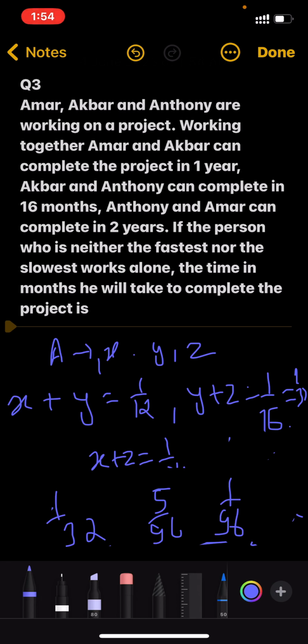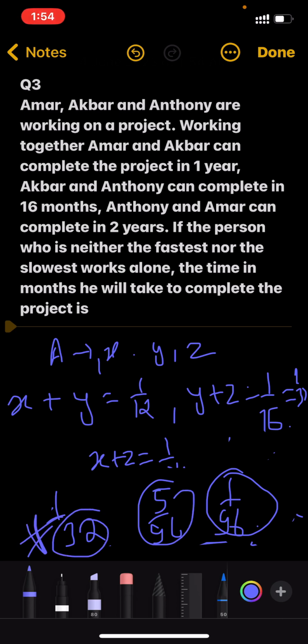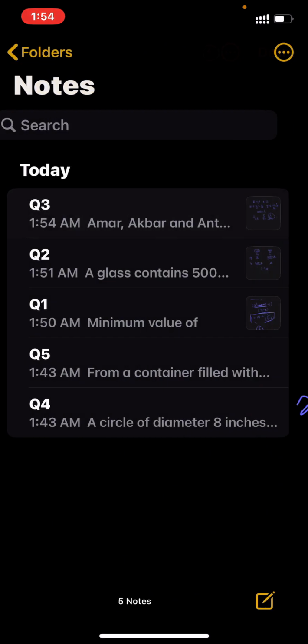Okay, the middle most value of the three is, this is the max value in the days. If I say efficiency, it will be least, whatever you say. Okay, this is the max value, this is the least value, so this is the centermost value, 1 upon 32. So 32 is the answer to this question. Question number 3 is done.